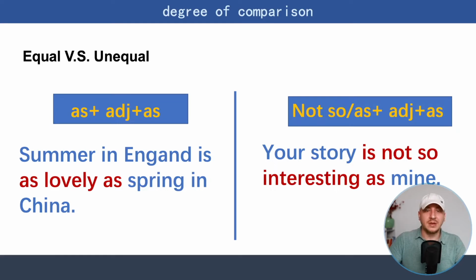For example, your story is not so interesting as mine. Your story is not so plus adjective plus as. Now we can also say not as interesting as mine, right? So your story is not as interesting as mine. So both of these variations are okay.